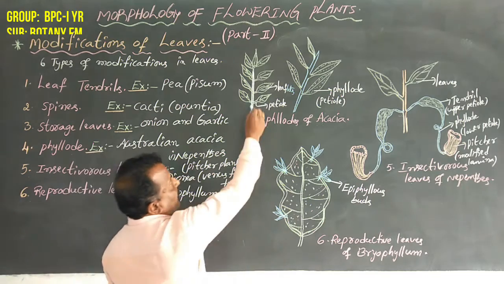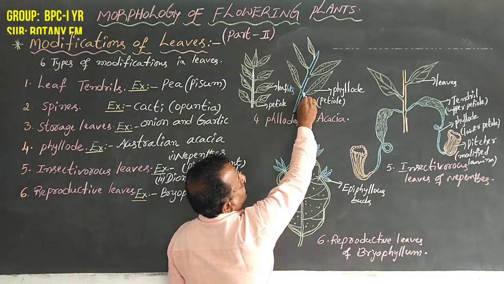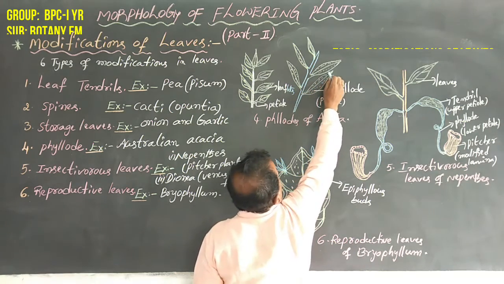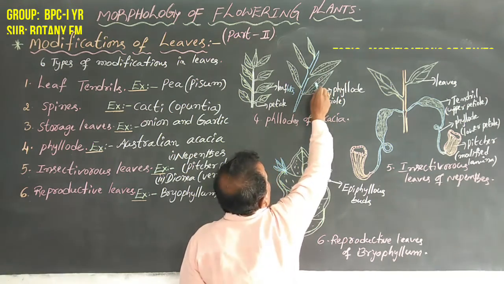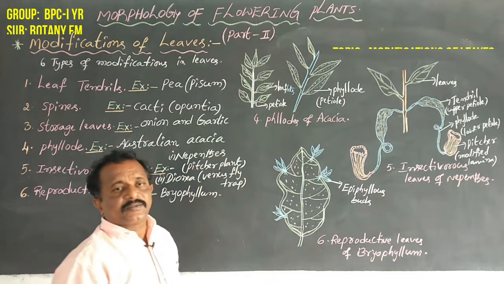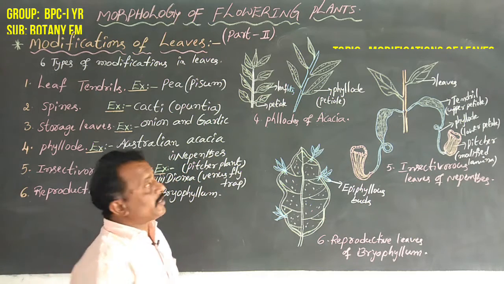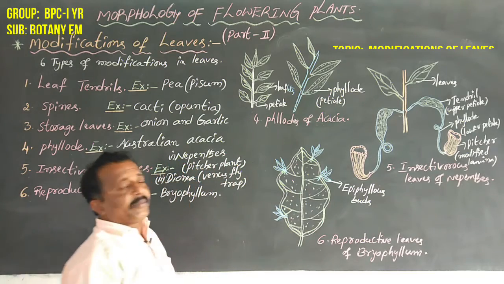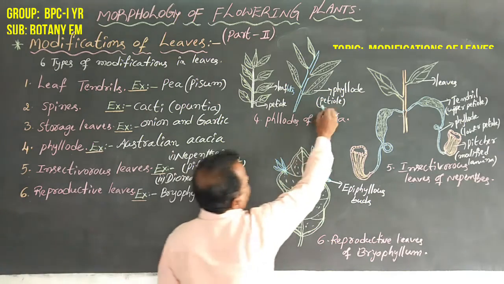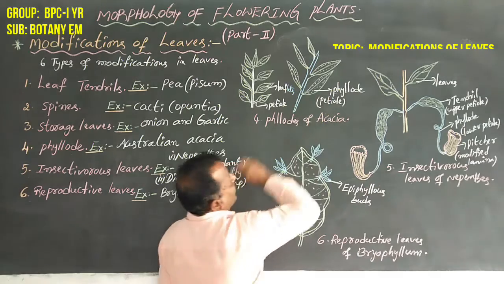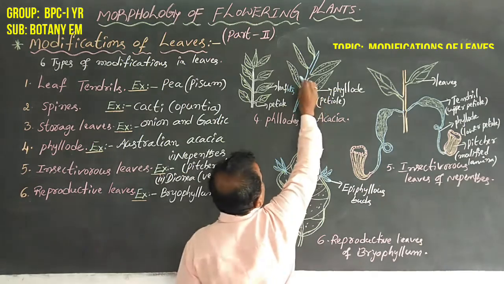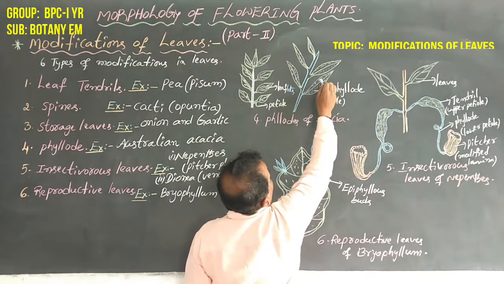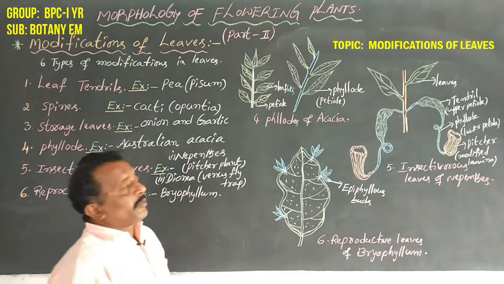At this time the petiole expands and becomes green in color to carry out photosynthesis. That is known as phyllode. That means the petiole is modified into a phyllode. Don't confuse it: this is not a leaf. This is a phyllode, a larger form of the petiole.